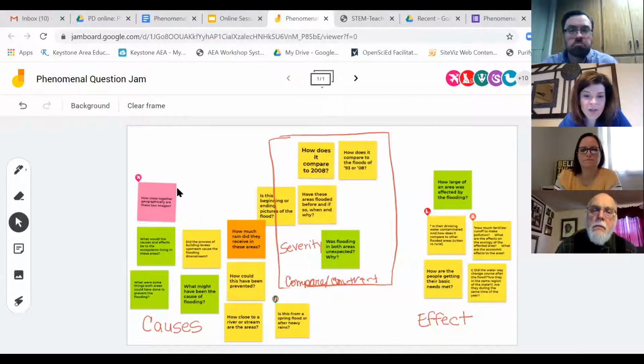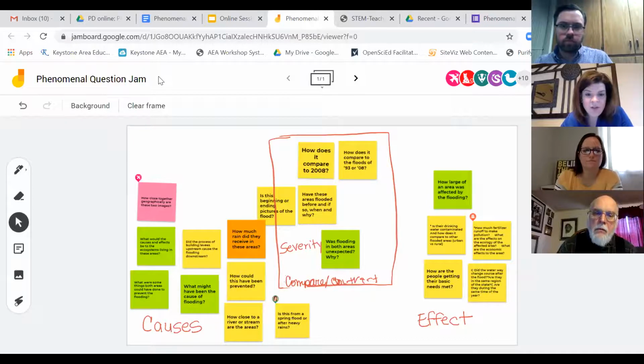All right, so it looks like we've broken them into three separate categories. Number one, the severity. I don't think I spelled that right, I apologize. We've got the severity of the issue with a compare contrast, so we're looking at comparative data. You've also got what are some of the causes and what are some of the effects of that. So that's considered our initial sort based on that anchoring phenomena.